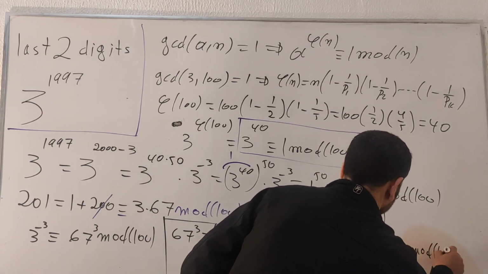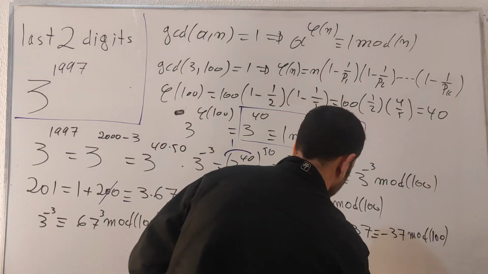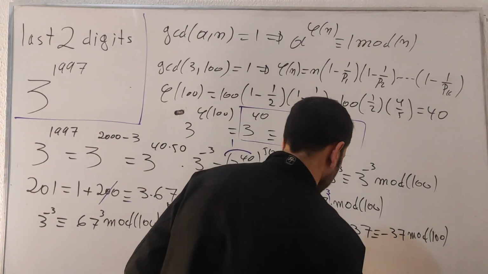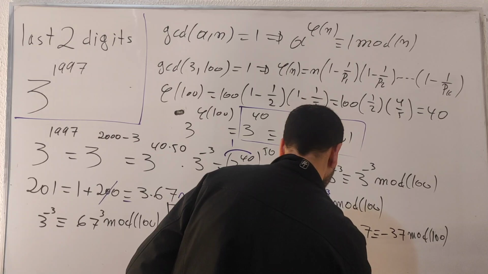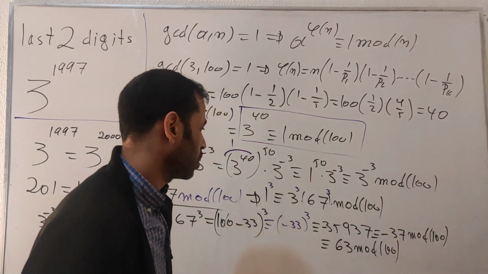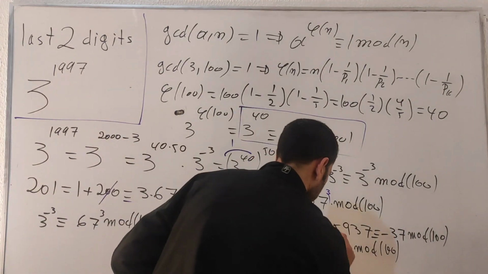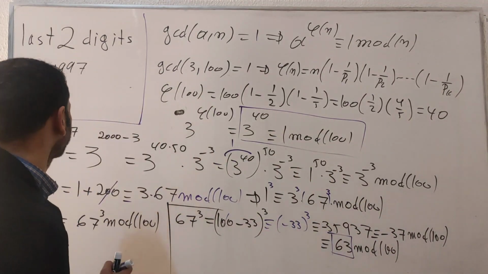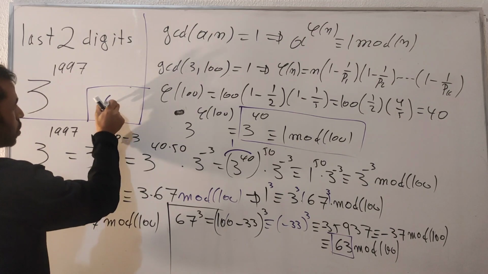Now adding 100 gets me back to 63. 100 minus 37 is giving us 63 mod 100. So this is the last two digits. We found the last two digits equal 63.